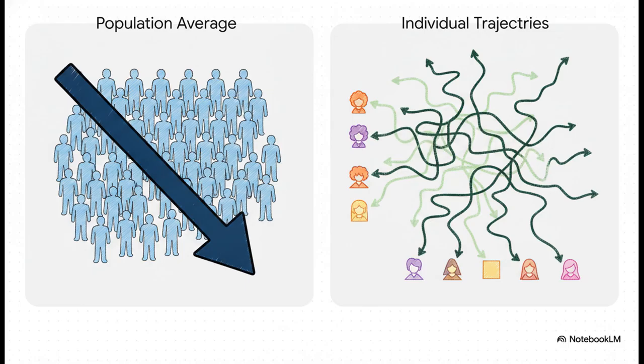Fixed effects represent the systematic variation. Think of this as the population average. It asks the big question: across all 200 patients, what is the overall average rate of lung function decline? It's the signal we're looking for.